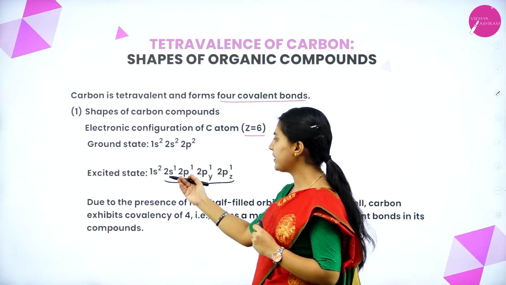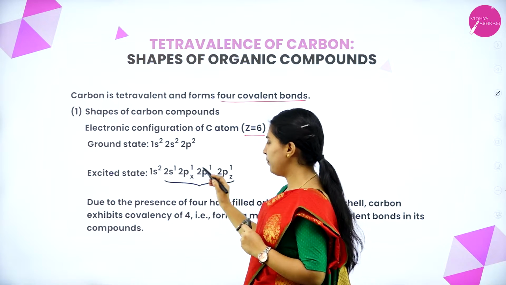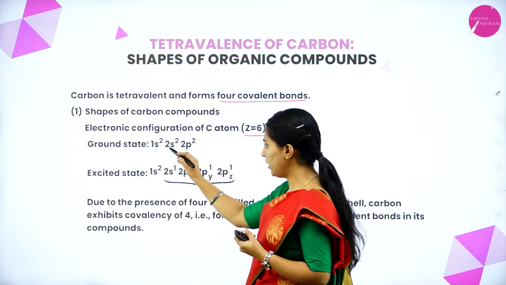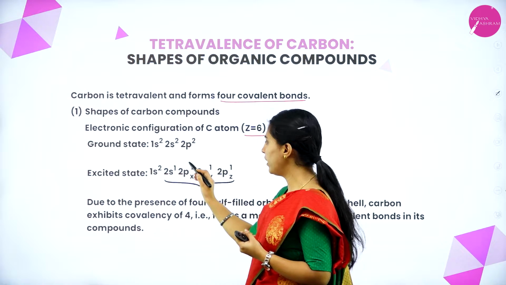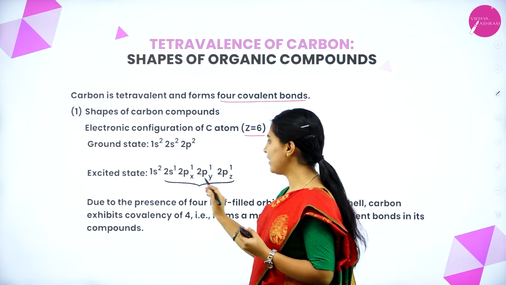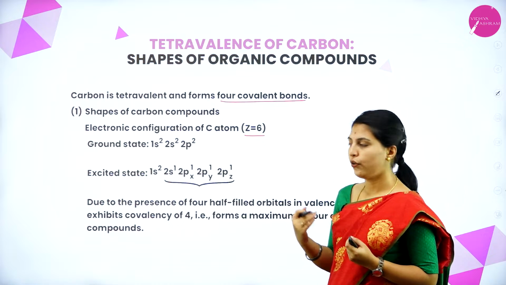When it has been excited, this 2p2 will become 2px1, 2py1, 2pz1, and here is also the innermost electron; the middle electron will jump here. So overall, all the excited state electrons will be followed.